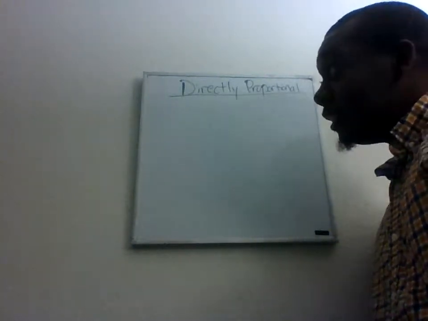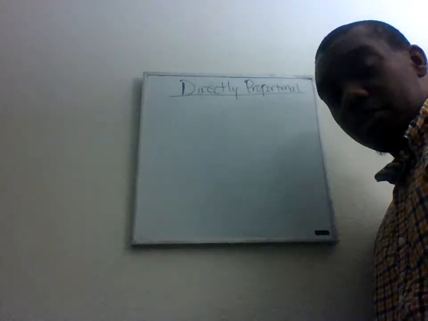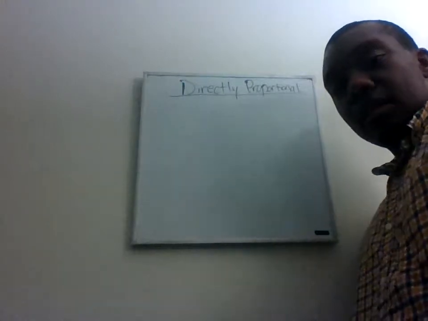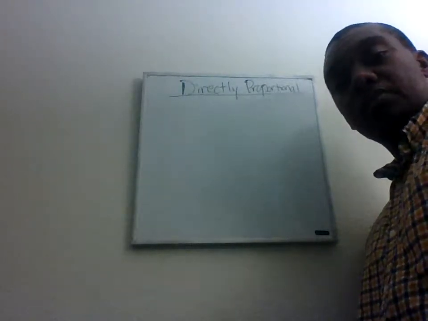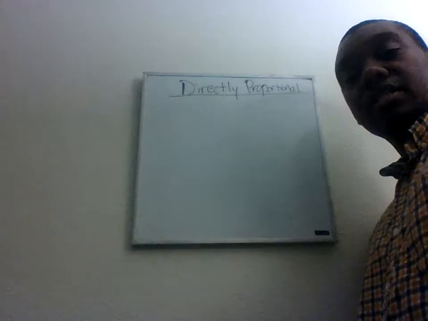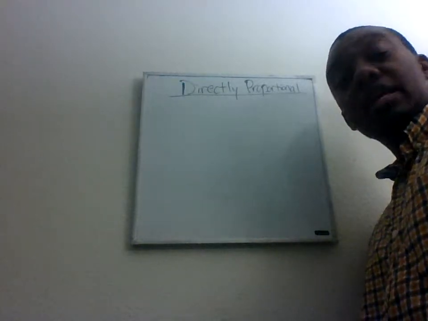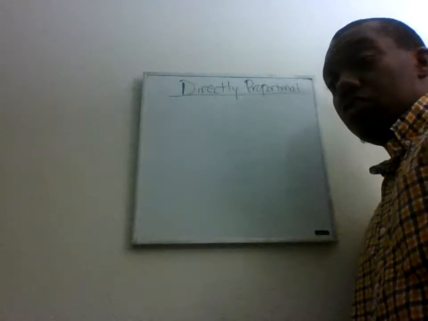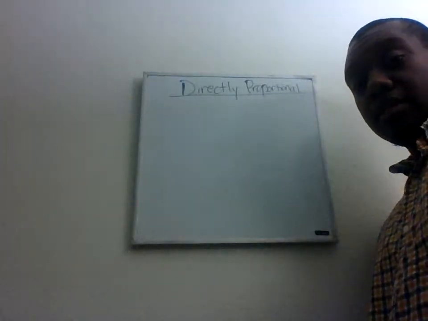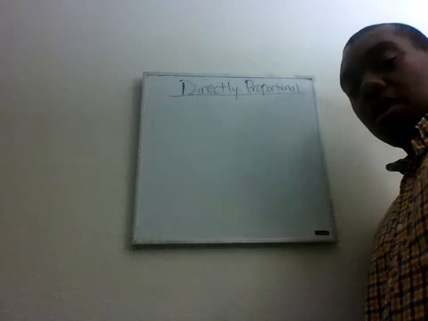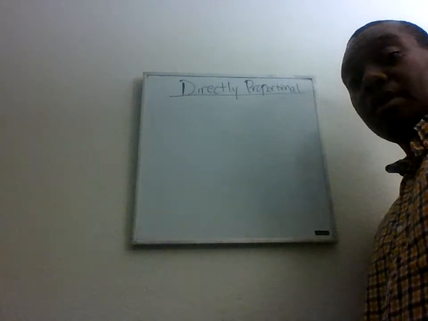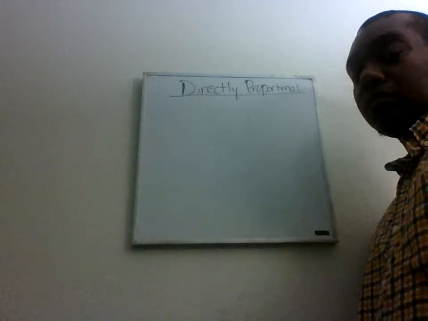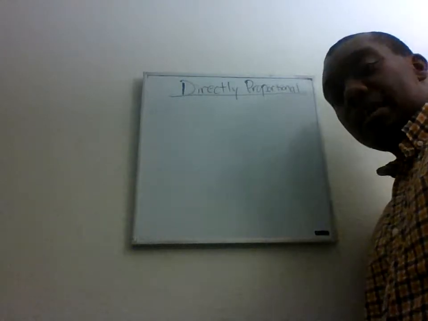Hello. So today we're going to look at directly proportional. And what does that mean? Well, two things are directly proportional as one value increases, the other value will increase as well by the same factor. So if something were to double in size, then the other factor would also double if they were directly proportional. Right? Well, let's look at an example.